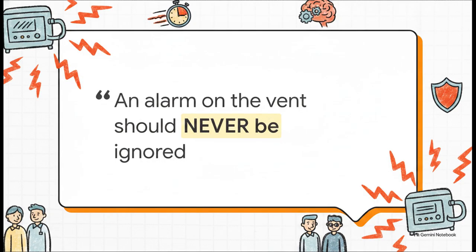Check out this quote from our emergency medicine sources. An alarm on the vent should never be ignored, and these alarms should be thought of as a pre-code situation. Literally a pre-code situation. Ventilated patients are at huge risk for sudden deterioration. This is a high-stakes moment that demands respect, but it requires a methodical response, not panic.